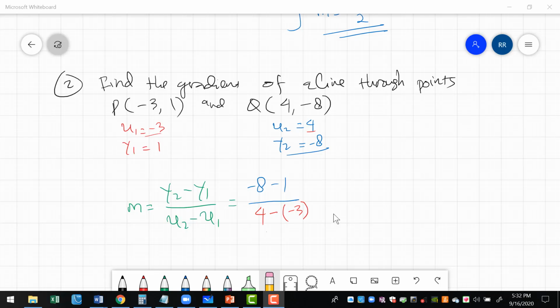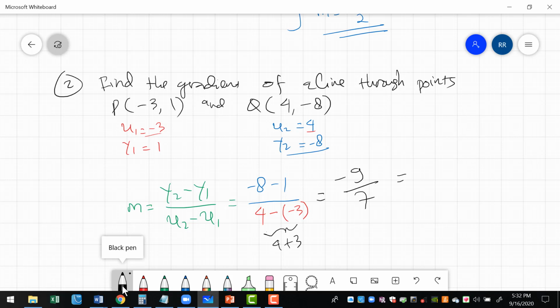So you only need to calculate this. Minus 8 minus 1 is equal to minus 9. And 4 minus minus 3 has the same meaning as 4 plus 3, because minus times minus is positive. So 4 plus 3 is equal to 7. So the gradient is minus 9 over 7. Or you can write it down like this, it's the same thing.